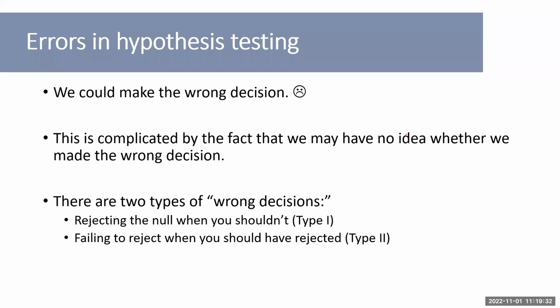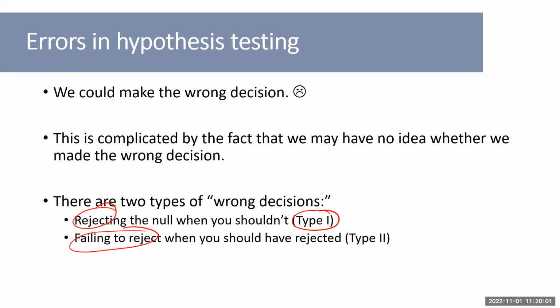So there are two possible types of wrong decisions we could have made, and we have to consider that possibility. The two types of wrong decisions that we can make is that we reject the null hypothesis when we shouldn't have. So we threw it out, but it was true. And we cannot reject it, so we failed to reject it when we should have rejected. And this is a type 2 error. Type 1, reject, one word.